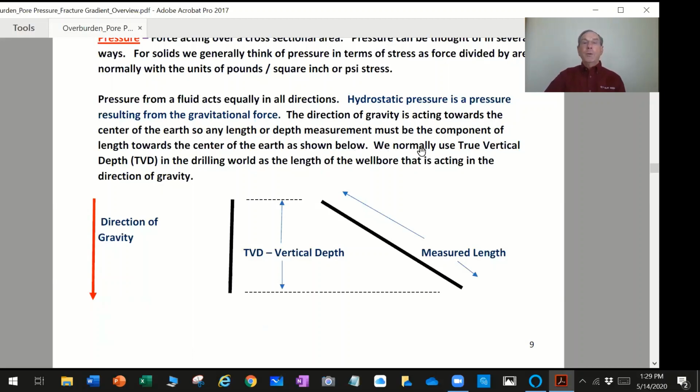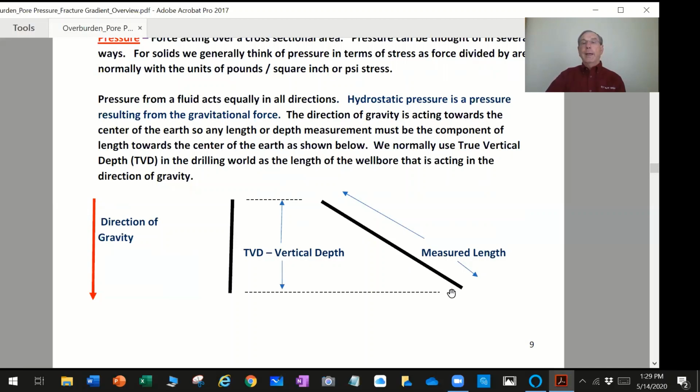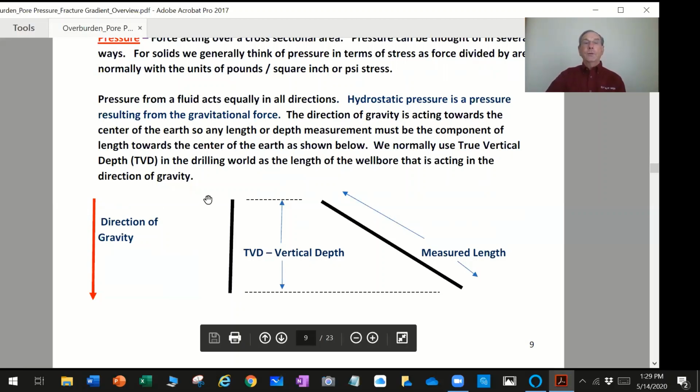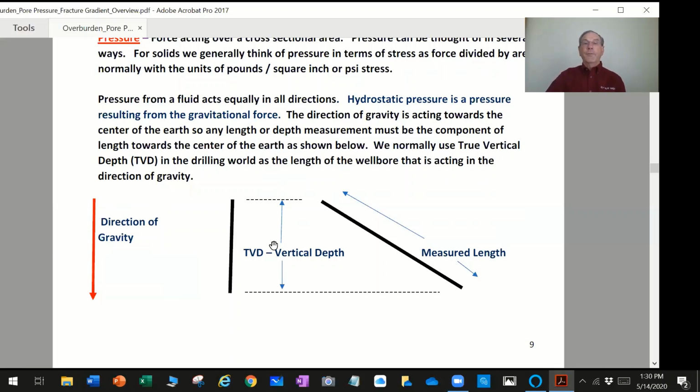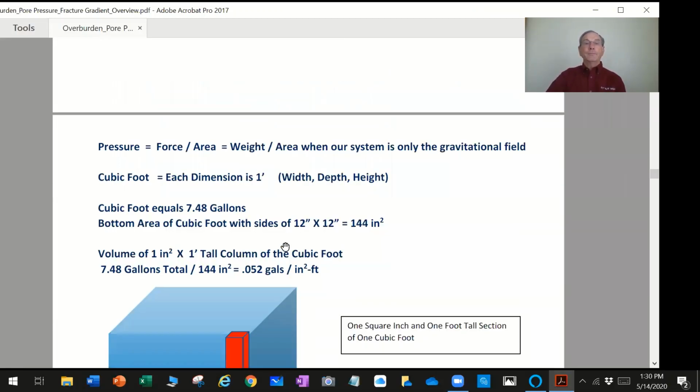So we normally use true vertical depth in the drilling world as the length of the well bore that is acting in the direction of gravity. Gravity is acting toward the center of the Earth. So if we have a directional well, an inclined well bore with a measured length, we only use the component that's in the direction towards the center of the Earth in calculating pressure. Very important concept when we're calculating any type of pressure.